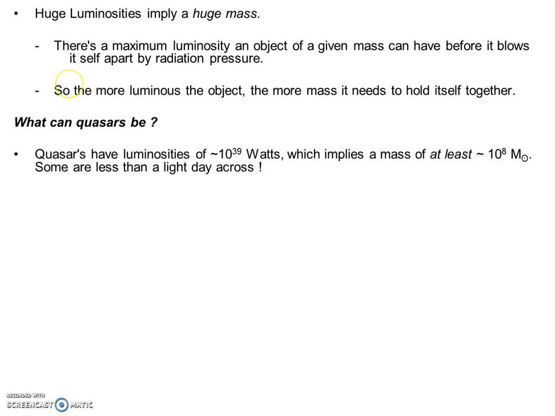Okay. Well, quasars have huge luminosities. Luminosities are around 10 to the 39th watts. And if you do the math, that implies a mass of at least 10 to the 8th solar masses, 100 million solar masses. And yet some of the emitting regions, we know from their variation in light, are less than a light day across. So what in the world, what in the universe can be so massive and so small?